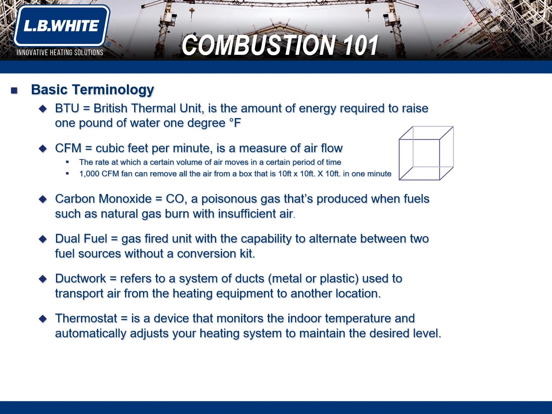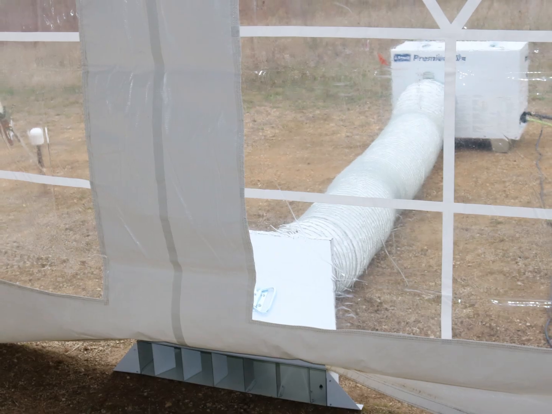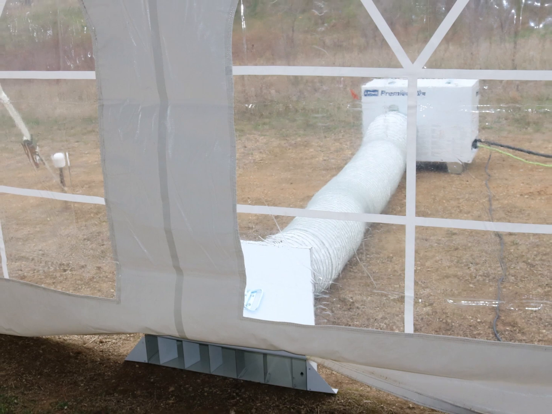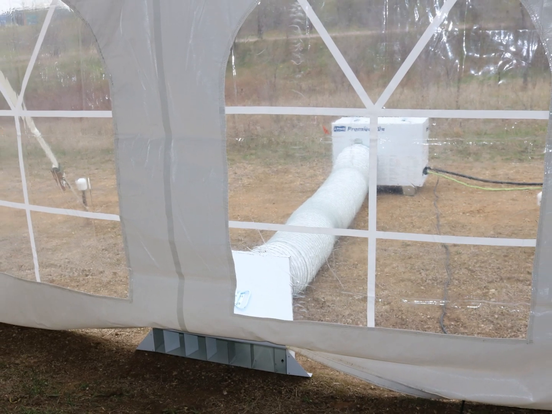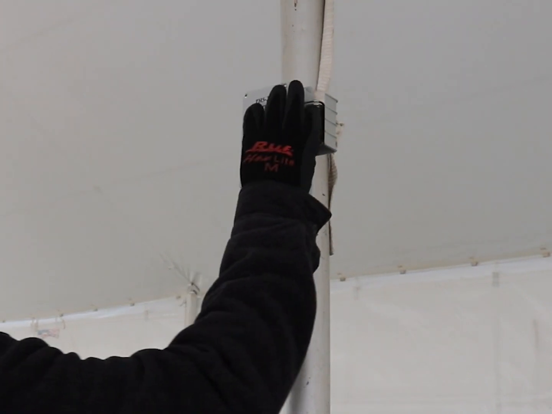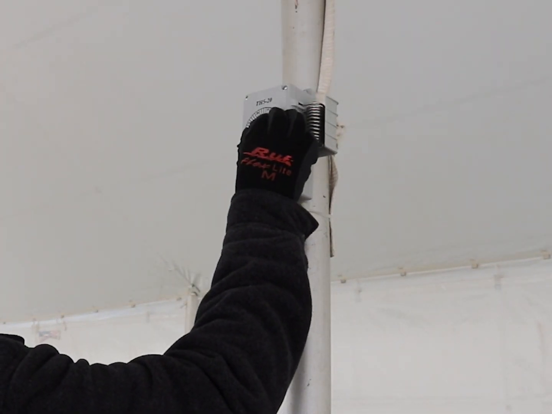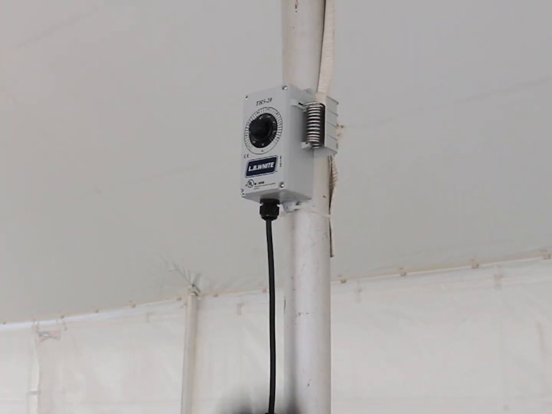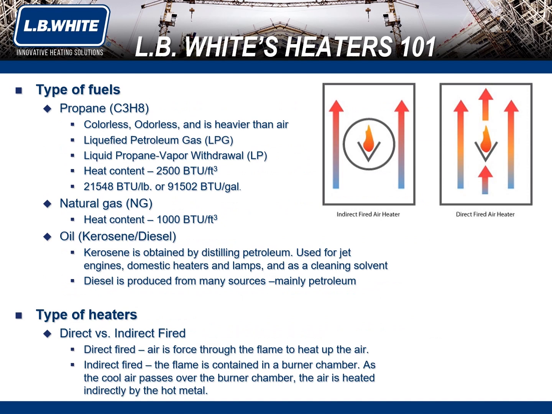Ductwork is a system of metal or plastic ducts used to transport the heated air from the heat source to another location. A thermostat is a device that monitors the temperature and automatically adjusts your heating system to maintain your desired level. Now we're going to talk about types of fuels and types of heaters.